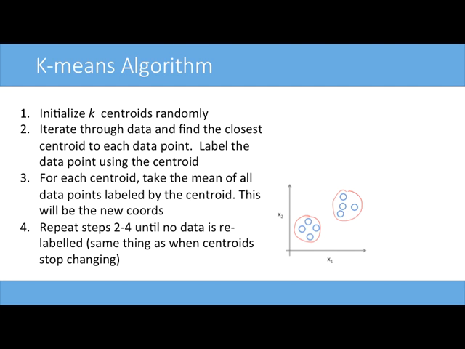And then what we'll do is we'll go through every data point that we have, and we'll find the centroid that's closest to it. The points that are closest to a given centroid will be labeled by that centroid. Just to make that a little more clear, let's say we have a centroid C1, which is in the bottom left, and a centroid C2, which is in the top right. So all the ones in the bottom left circle would be labeled C1, centroid 1, and all the ones in the top right would be labeled centroid 2.